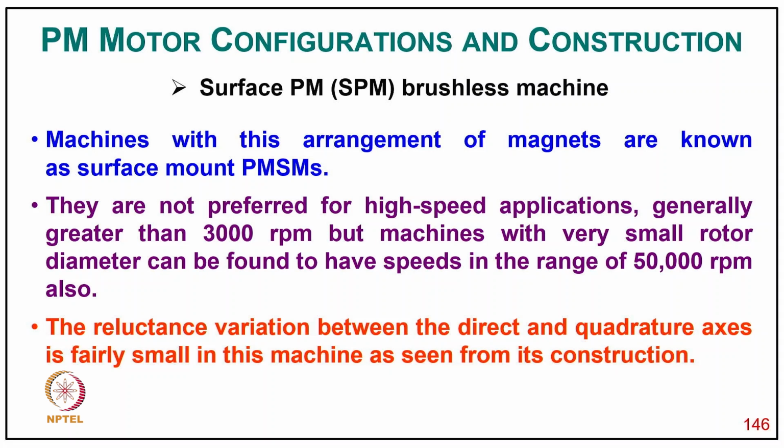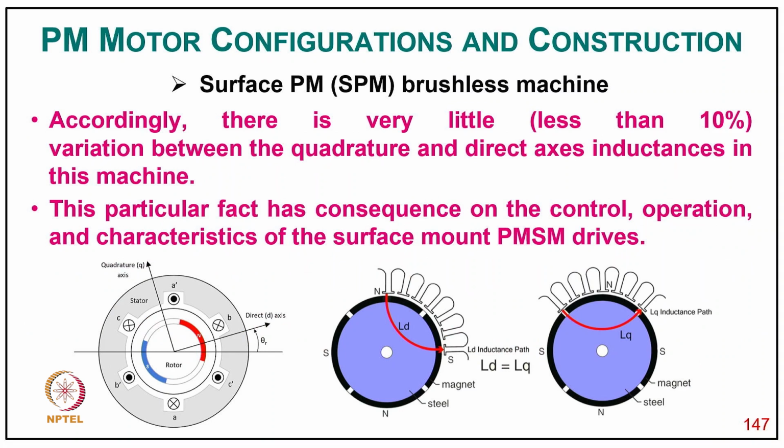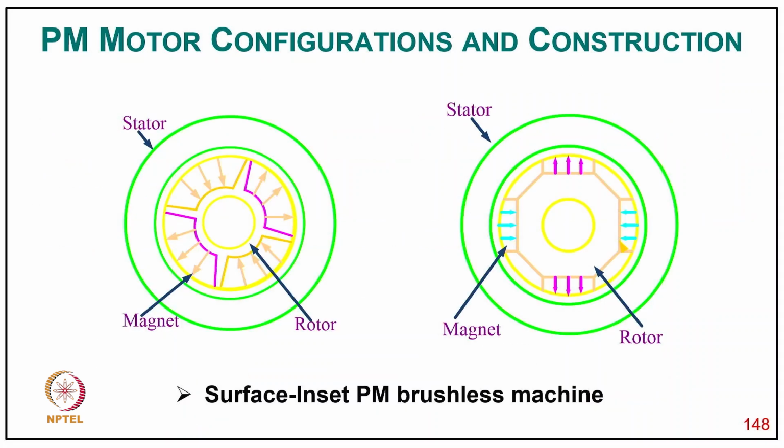The reluctance variation between the direct and quadrature axis is fairly small in this machine, as is shown from the construction. Typically there is very little variation, less than 10%, between the quadrature and direct axis inductance, because the surface is mostly covered by the magnets. So this has a particular kind of control, operation and characteristic of the surface mounted permanent magnet machine.